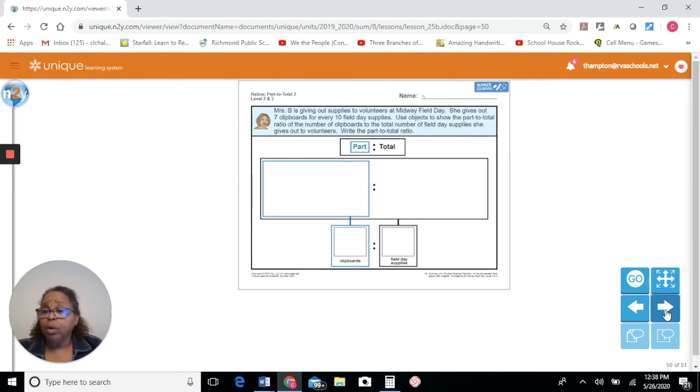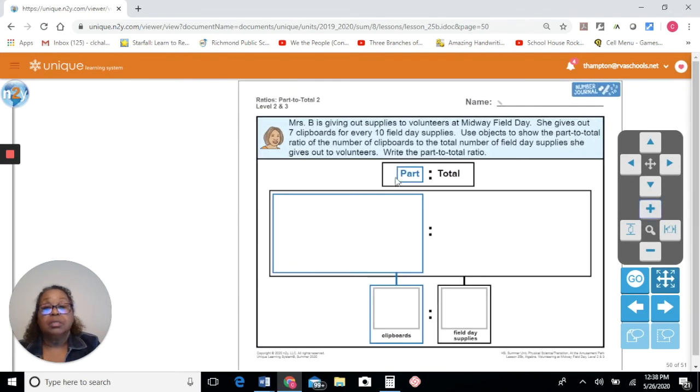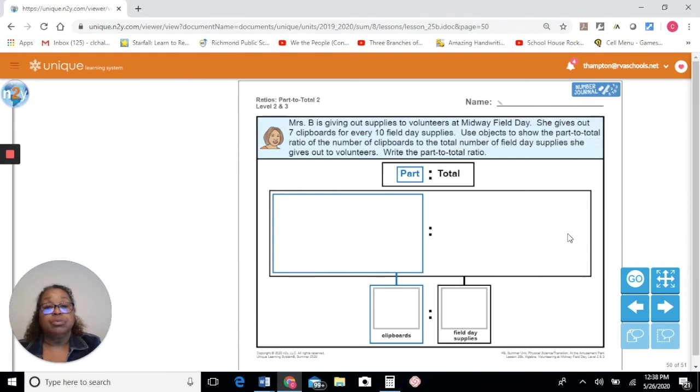I think we can do one more, because what we're trying to do is see the difference between a part-to-part ratio and a part-to-total ratio. Right now, we're doing a part-to-total. Okay, let's read the word problem. Of course, I've got to make it a little bit bigger so I can see it.